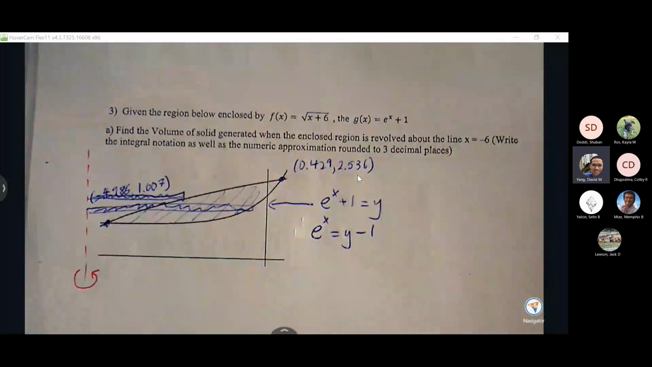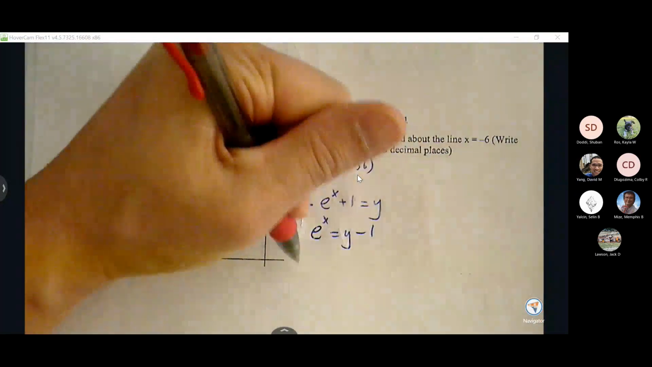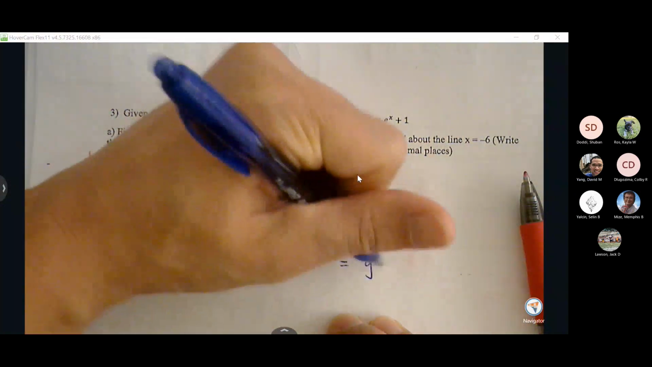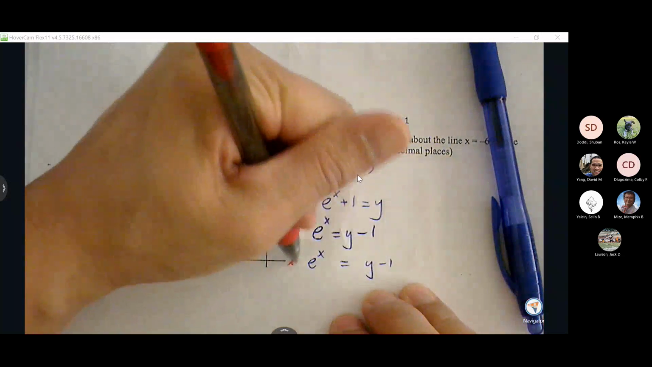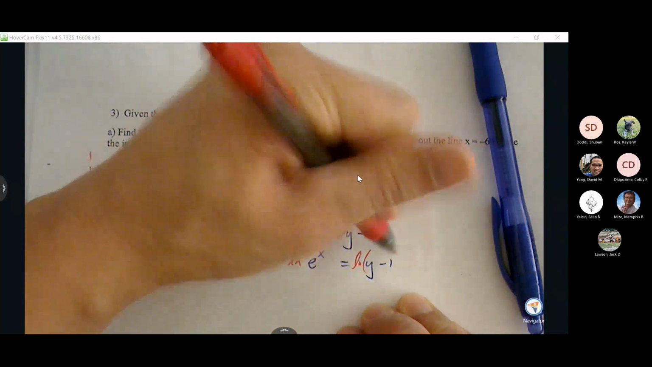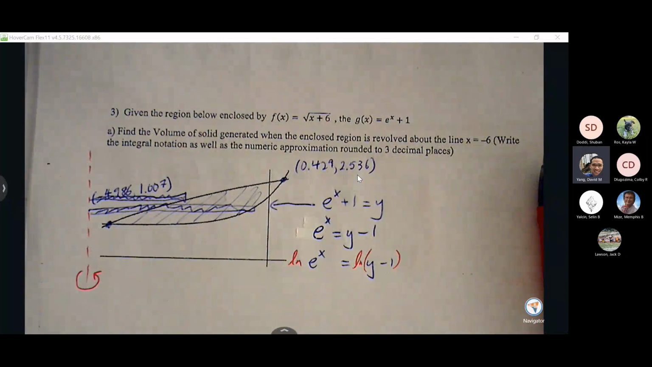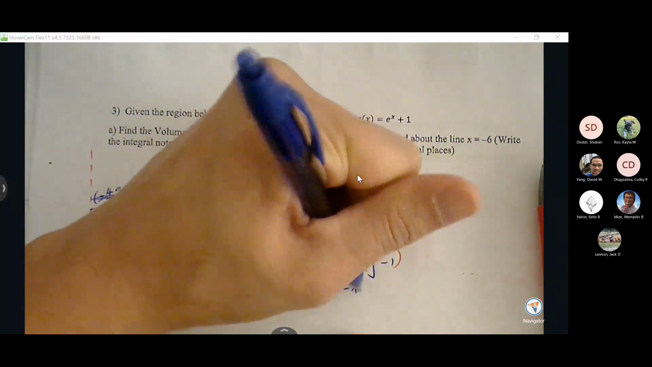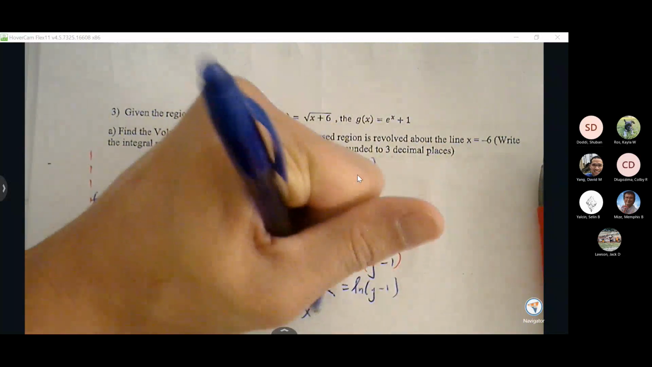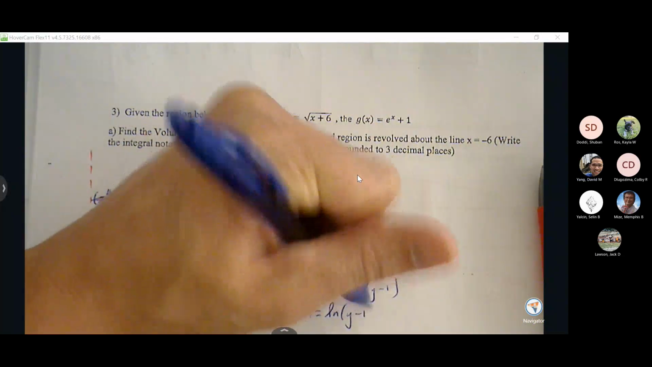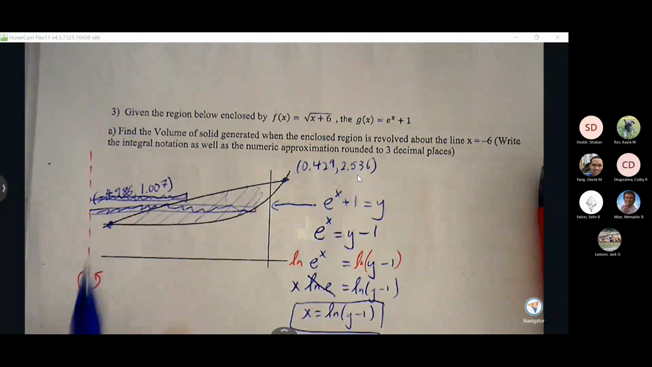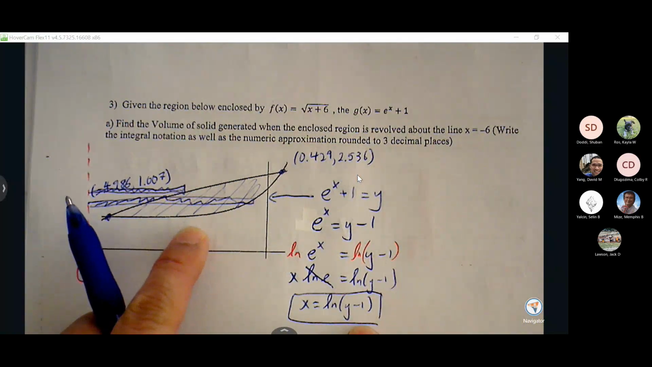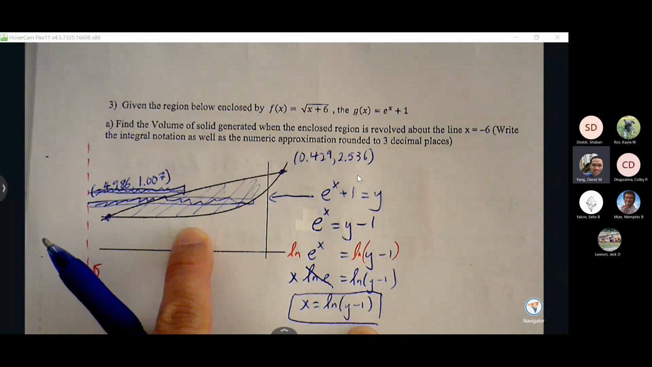Okay, now I have e to the x by itself. I can take natural log on both sides. The x comes down, and natural log of e goes away. There's my exponential rewritten with natural log.